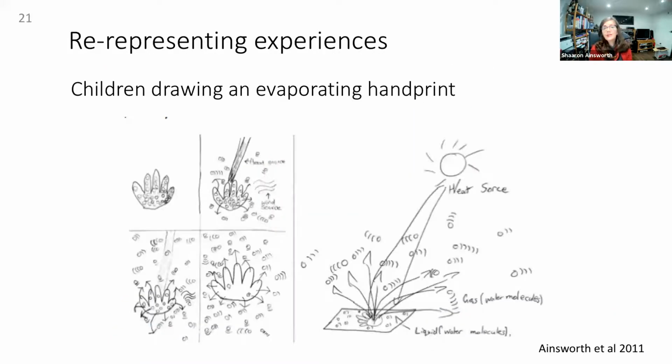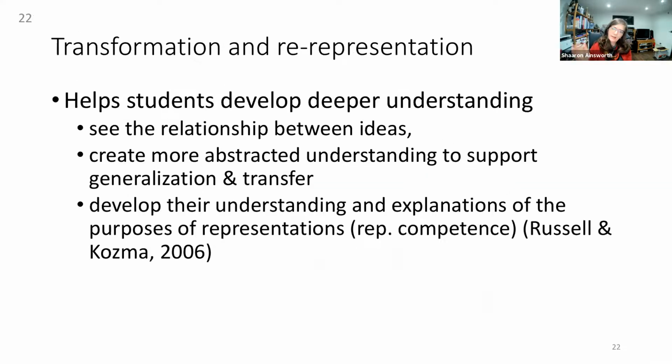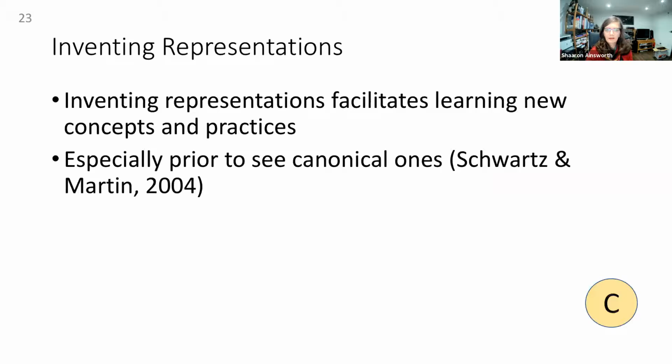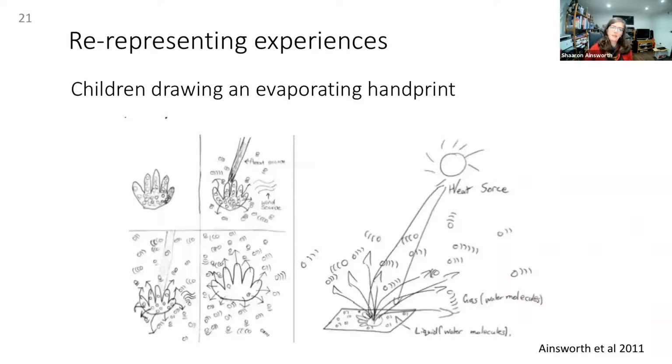And sometimes we can just represent our experiences. Now, these are quite depictive because this comes from working with kids, but they're not drawing what they see. They were asked to draw the elements of an evaporative phenomenon which would happen when somebody would put their hand on wet tissue paper, and then what would happen to the physics of that. And this is one child's drawing, and this is another child's drawing. And here what they're trying to do is imagine the scientific phenomena and re-represent it in a visual form.